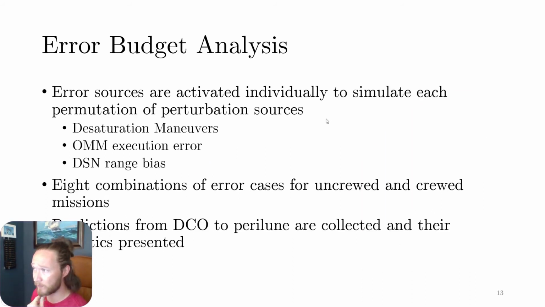And so the first analysis we look at is turning on and off error sources to see which one is the driver of errors at Perilune from predictions from the data cutoff to Perilune. So our error sources are the desaturation maneuvers, orbit maintenance maneuver execution errors, and the DSN range bias that we flip on and off here. These are random error sources. That creates 8 combinations of error cases where we have these things flipped on and off in all the different manners until they're all flipped on, which we would call our baseline error modeling.